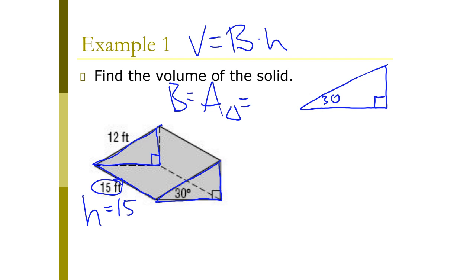How did I know that? Well, 30 and 90 leave me with 60 left over for the last angle. My hypotenuse is 12. Well, how do I address these 30, 60, 90 triangles? If you remember, we have reviewed this quite a bit. Our 30, 60, 90 triangle has 1, root 3, and 2.